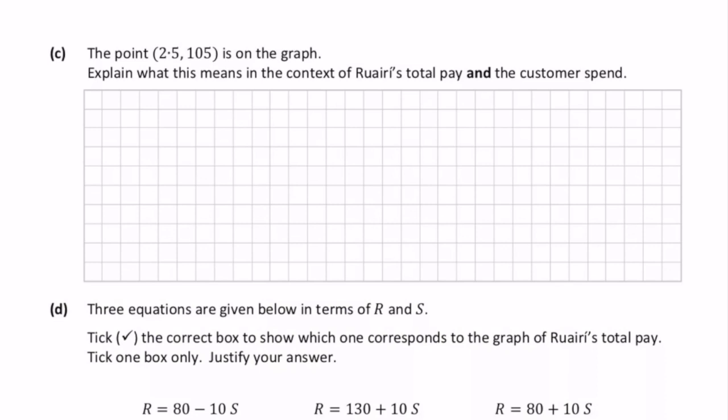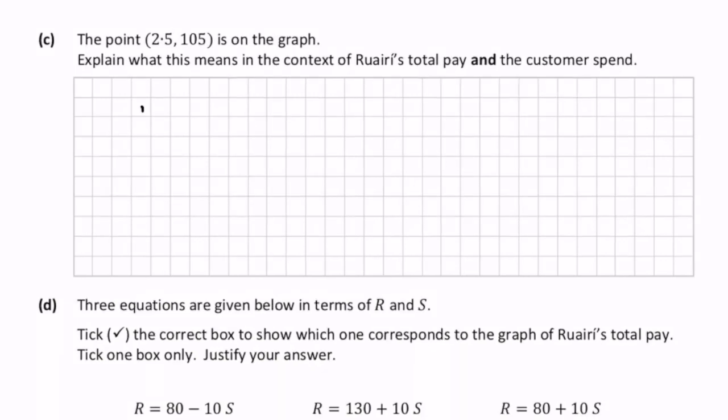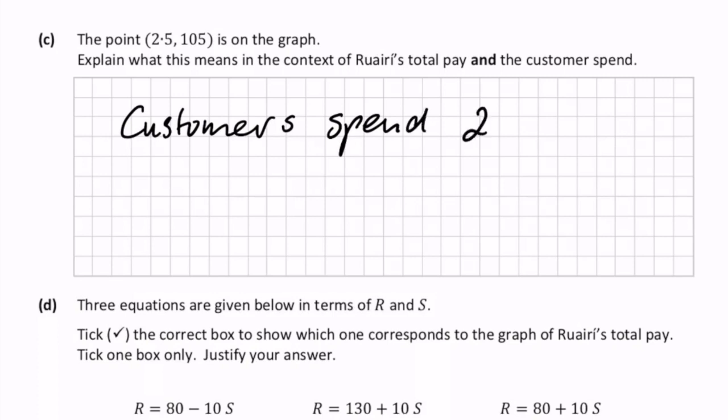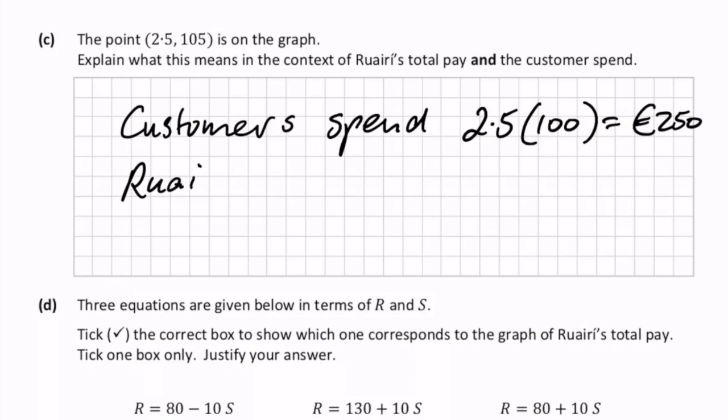The point (2.5, 105) is on the graph. Explain what this means in the context of Rory's total pay and his customer spend. This would mean that customers spend 2.5 lots of 100, which is €250, and it means that Rory gets paid €105.